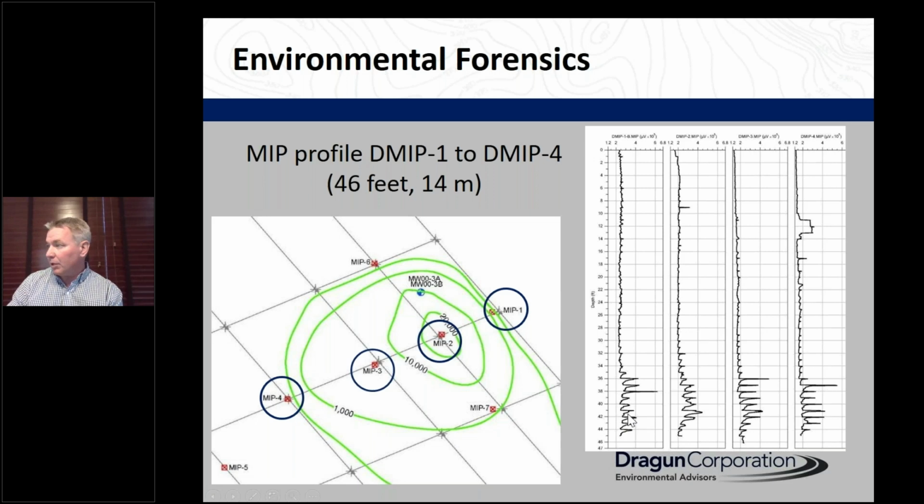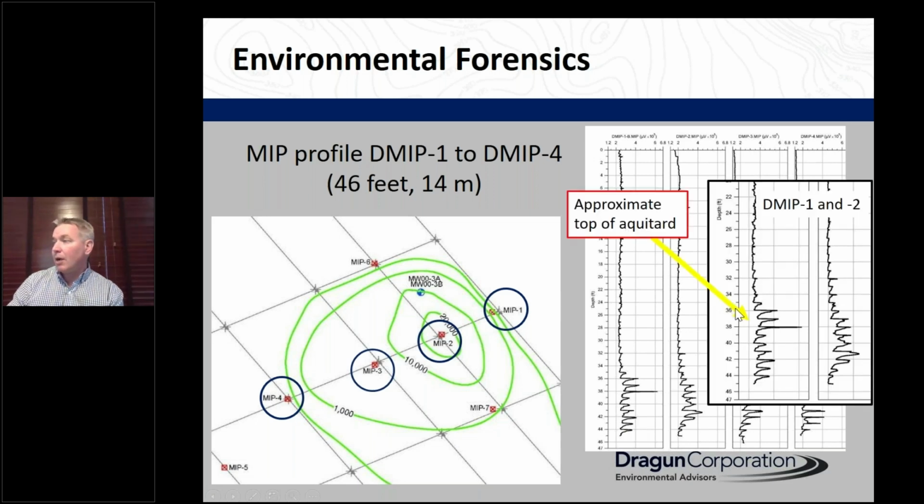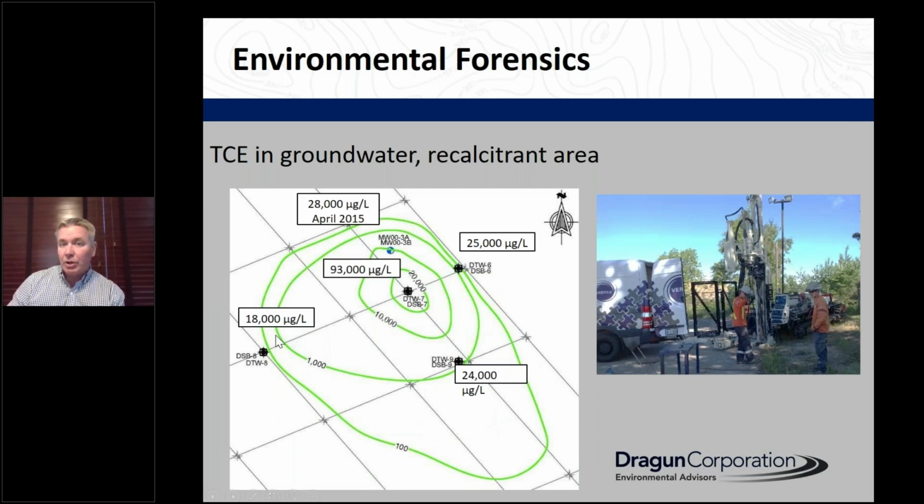Here's a close-up so we can see that a little better. The aquitard is right at approximately that level. So you can see, according to the MIP, our highest impacts are just into the aquitard. We also collected soil and groundwater samples to confirm our MIP results, and the groundwater results match very well with the MIP results. We also did some dye testing for free product and found at our center point that we had a little bit of free product about 1 meter into the aquitard. So we had NAPL not in the aquifer, but just below it.